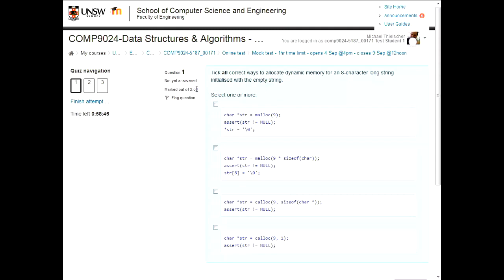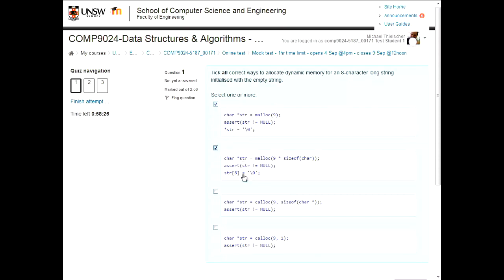The way I have set it up for the mid-session test is that the first 5 questions are the simpler questions. They are all worth 1 mark. And the second 5 questions, they are worth 2 marks. But you can always see that with every question here. Now, I'm not looking at this here. I'm just randomly ticking this.